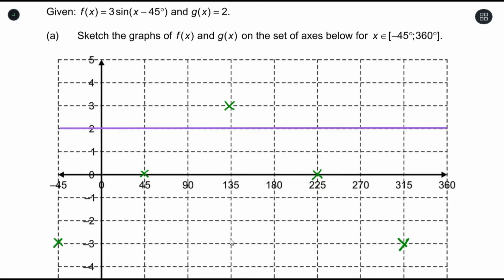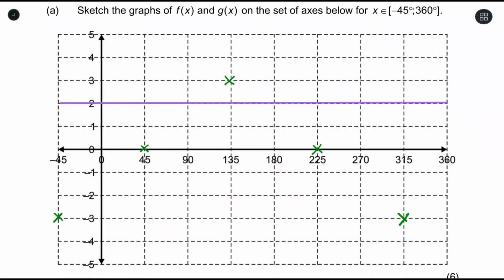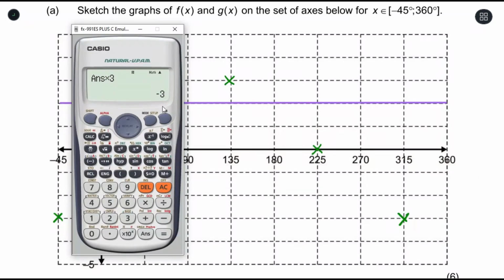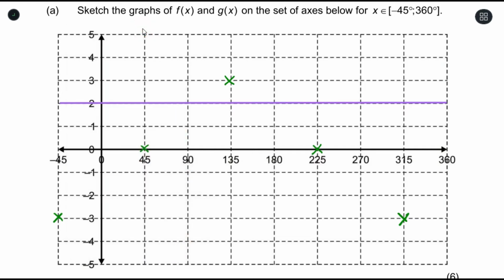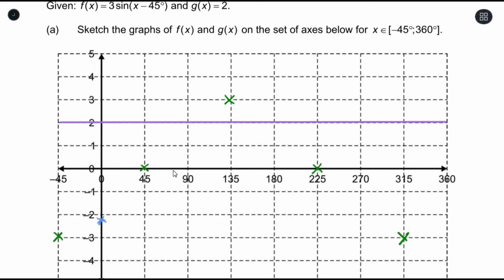So let's try to get our y-intercept, right? So we know where it's going to cross our graph. So for the y-intercept we substitute x as 0. So we have 3 sine (0 minus 45). Close the bracket. Okay, so this is negative 2.12. So it's in between 2 and 3. So our y-intercept is very close to this, which is maybe somewhere around here. Okay, so now we can connect our graphs. This is how it's going to look.